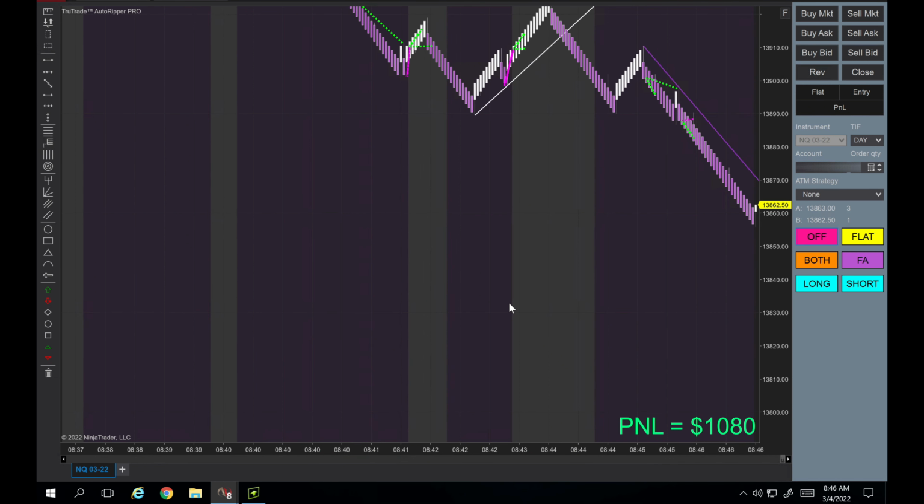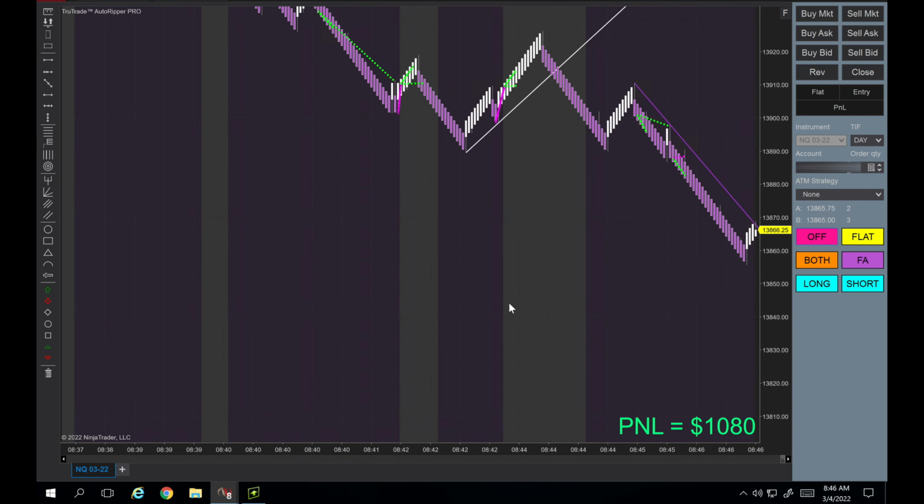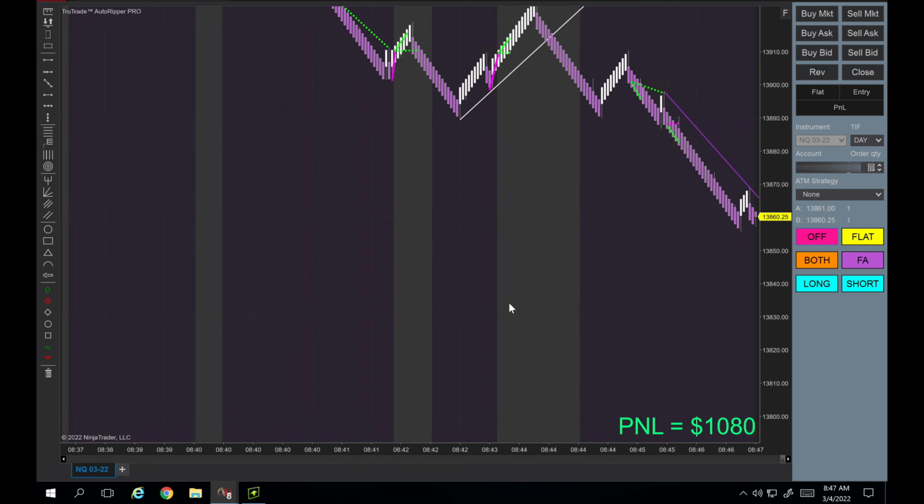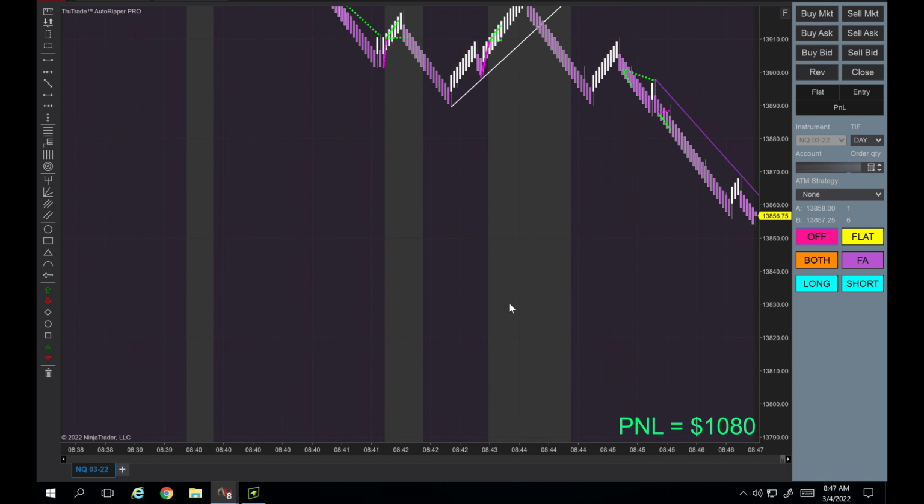This is the NQ, which is the NASDAQ. 1,080 bucks, pretty good. So I am done. Even though it would have entered another trade here probably, I'm not in it now, so I'm done. I don't wanna do any more that I don't need to, right? It's not necessary. You take your profit, you be disciplined, and you trade the next day. This is fabulous.